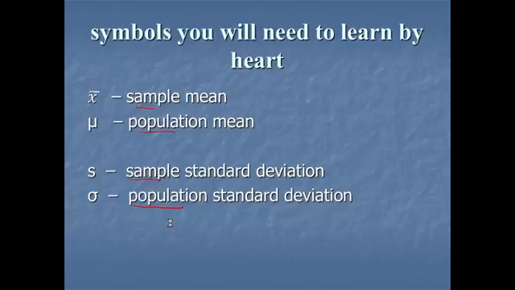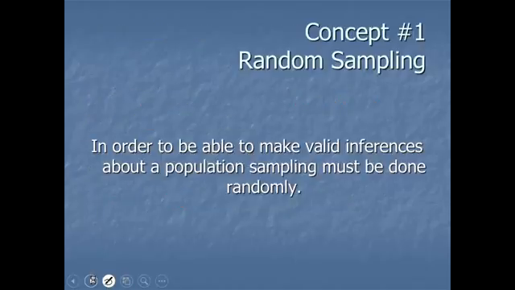Here are some symbols you'll have to know. So both of these are means, but this is a sample mean versus a population mean. Very important distinction. Same thing, s is a sample standard deviation, and sigma is a population standard deviation. Memorize these.